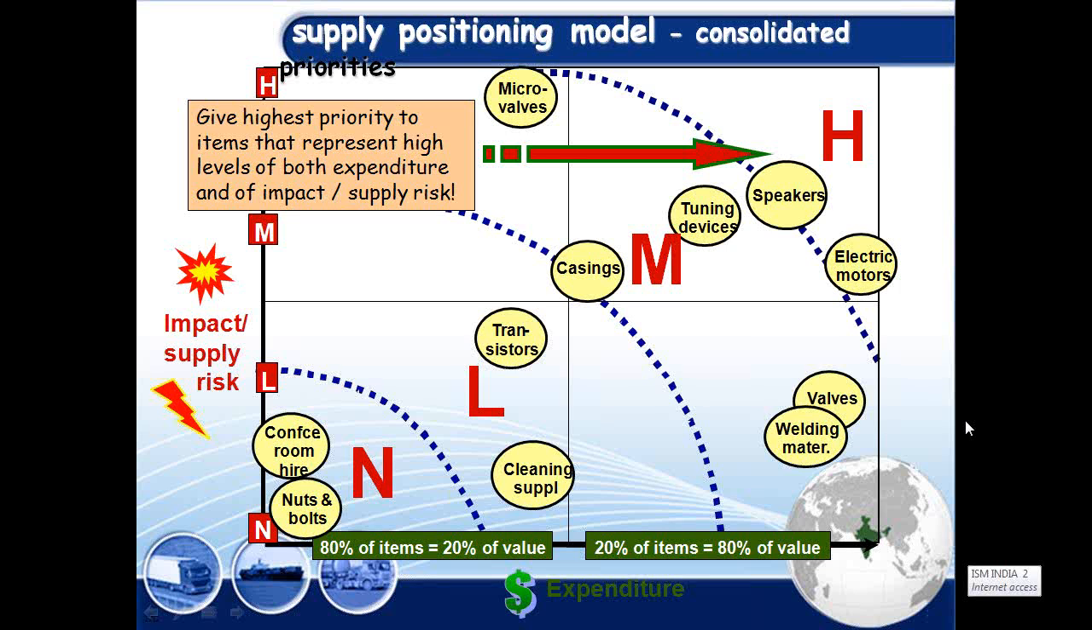So again, here in this supply positioning model, you really need to give the highest priority to the H area, to those items which represent a high level of both expenditure and impact. So you can see the high level is speakers.